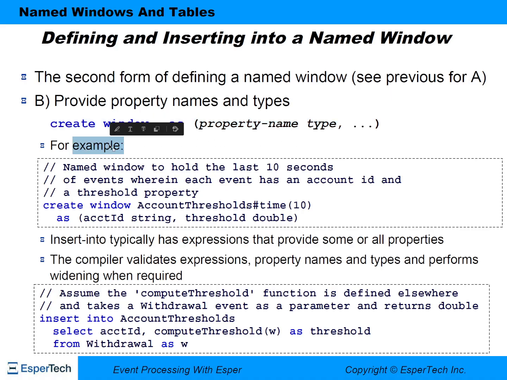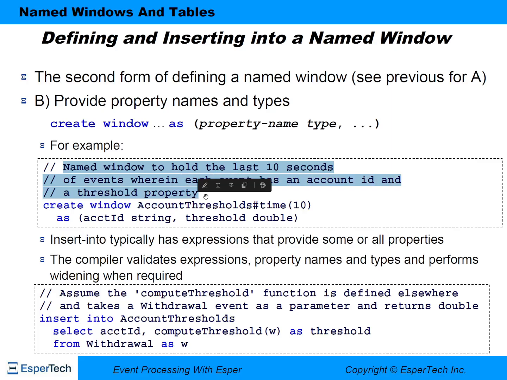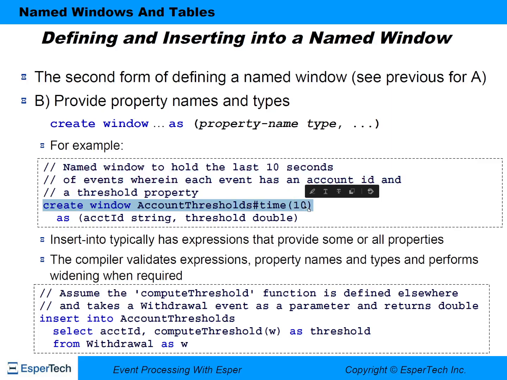The example defines a named window to hold the last 10 seconds of events wherein each event has an account ID and a threshold property. Create window AccountThresholds#time(10) as (accountId string, threshold double).